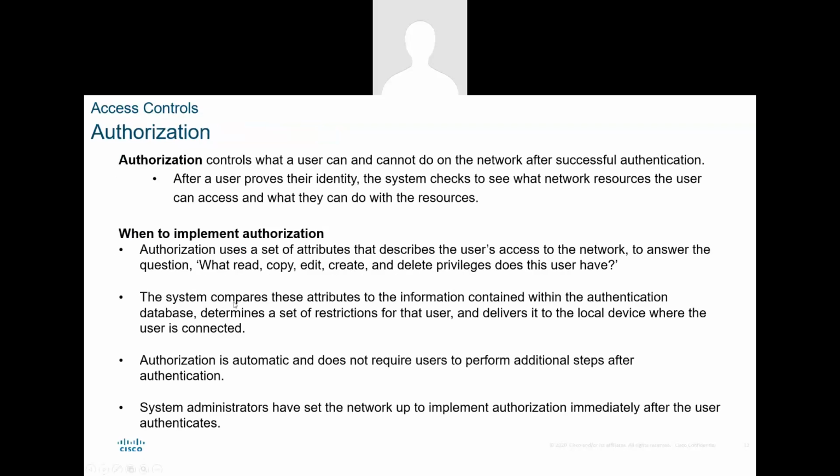Now, authorization determines what a user can do after authentication. So the system is going to check what network resources the user can access and what they can do with those resources. For example, the access control list defines permissions for the users and groups. You may have role-based access controls, which assign permissions based on the job role. You also have time-based and location-based restrictions that can limit when and where users can access the systems.